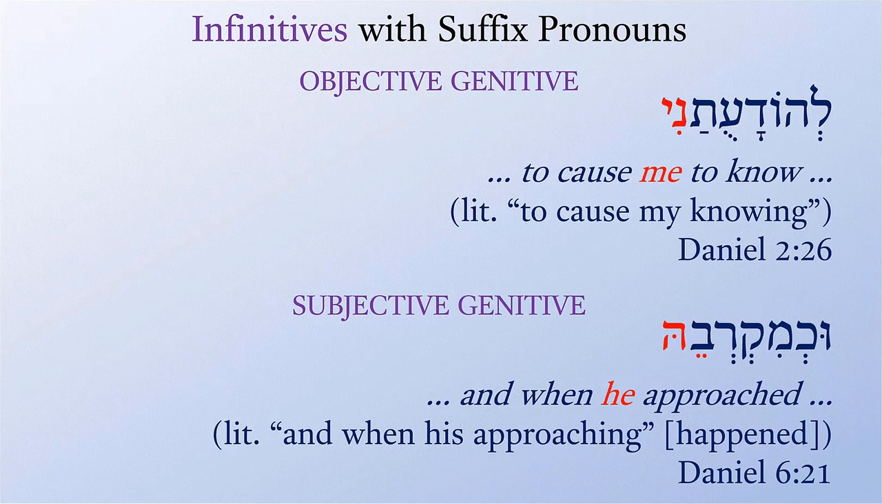Okay, so the he, the third person masculine singular, is carrying out this approaching action. So it's the subject of that action that the infinitive is naming as a verbal noun. Okay, so a way of saying this and trying to be precise with grammar is to say that in the situation on the top, that suffix pronoun is acting as an objective genitive. It's the object of the verbal action that the infinitive is naming. And then on the bottom, we have a case of a subjective genitive where the suffix pronoun is expressing the agent, in the case of active voice, of the verb idea.